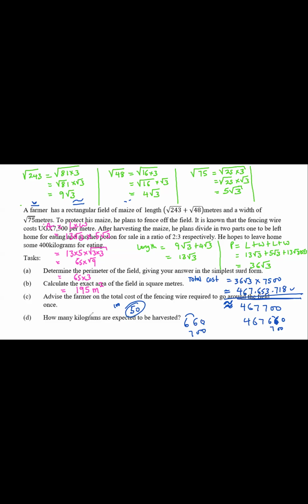Then the last part: how many kilograms are expected to be harvested? They said he planned to divide the harvest into two parts, one to be left at home for eating and another portion for sale, in the ratio of 2 to 3 respectively. He hopes to leave at home 400 kilograms for eating. Let me first clear my screen and then we go through that part. I don't know whether it is Eric you want to take us through.